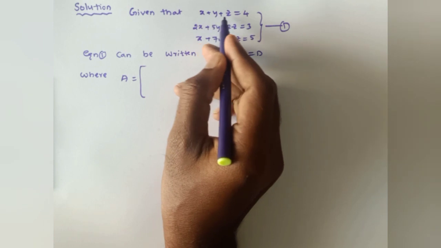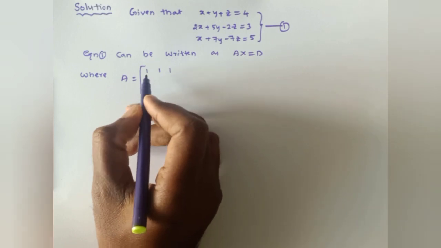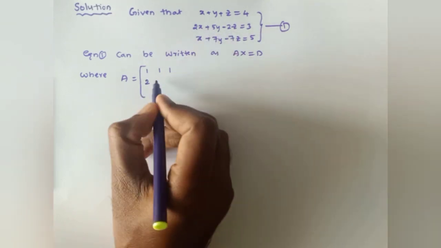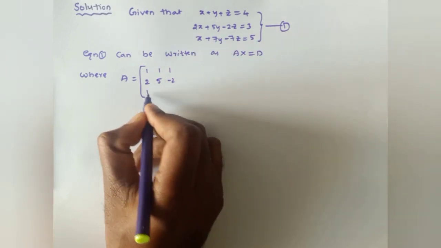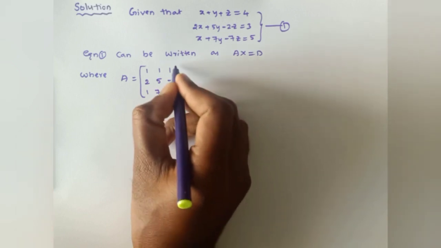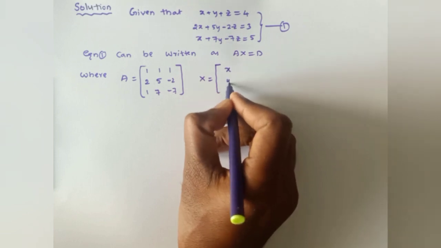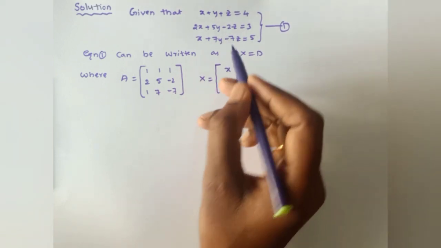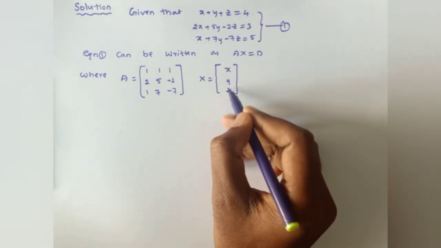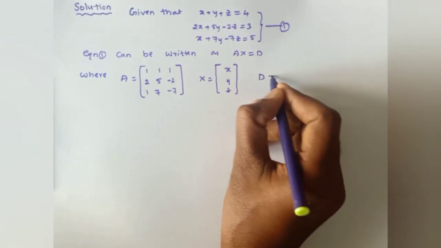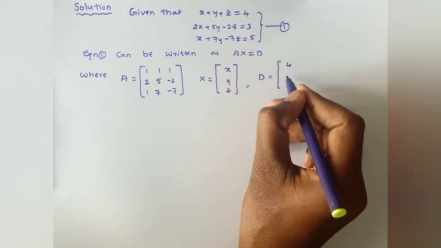Where A is, write the coefficients of x, y, z. The coefficients of the first equation are 1, 1, 1, the second equation are 2, 5, minus 2, and the third equation 1, 7, minus 7. And the variable matrix is x, y, z, which you can also write as x1, x2, x3. And D is the constant matrix: the constants are 4, 3, 5.